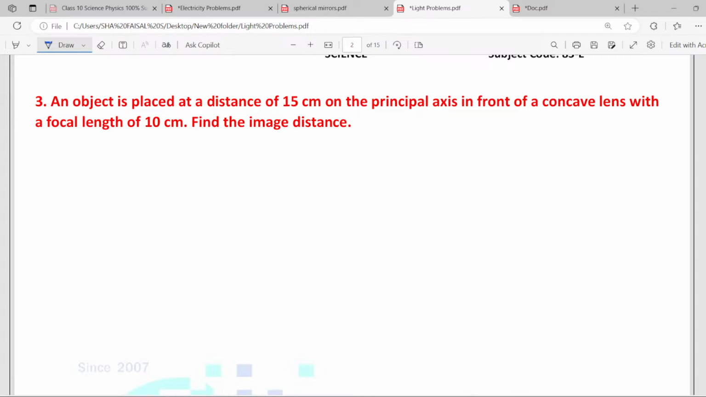An object is placed at a distance of 15 centimeter on the principal axis in front of a concave lens with a focal length of 10 centimeter. Find the image distance. So remember the sign convention. This is a concave lens. What is the object distance? 15 centimeter. What is the focal length? 10 centimeter. What are they asking? Image distance. And this problem is related to lens.